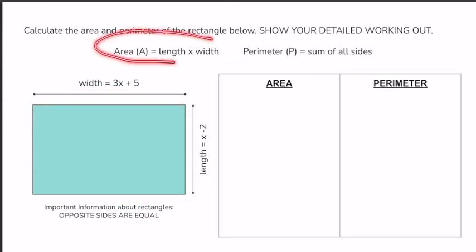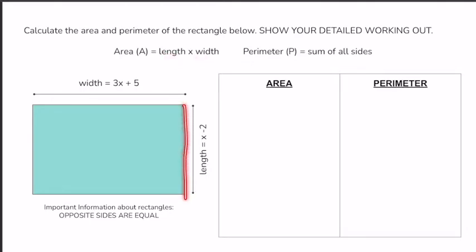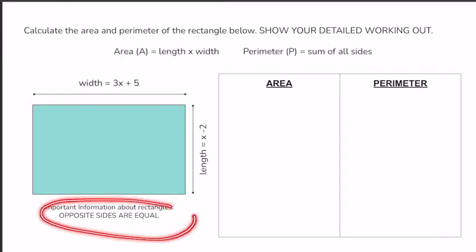I have also included the formula for area and perimeter. So as you can see, area is length times width. Length is the up and down part. Width is the left to right part. Another thing you need to be aware of is that opposite sides of a rectangle are equal, okay?